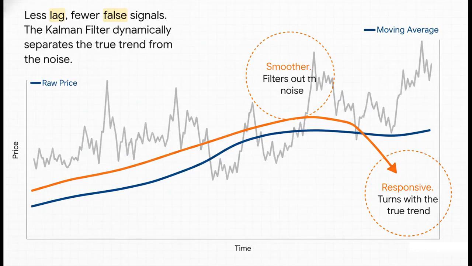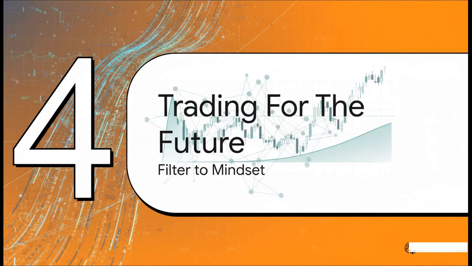So what this means is you get the best of both worlds. You get the smoothness that filters out all the meaningless noise, but you also get the responsiveness to catch the big important moves early. It's not just smoothing the past, it's actively estimating the present. So, a better filter is awesome, but the real question is, how does this actually change the way we trade? How does it lead to a smarter mindset?